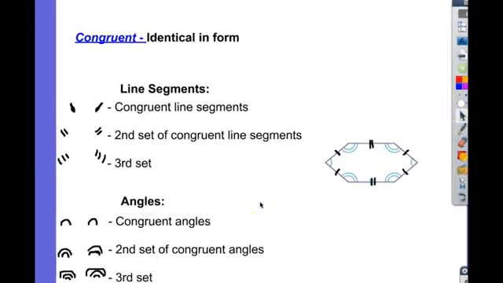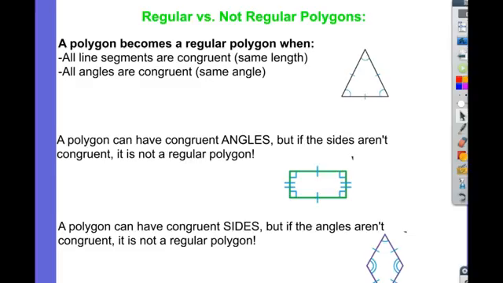All right, how am I going to use this information? What do I need to use this information for? Well, a lot of times you are going to be asked whether a polygon is regular or not regular. So you are going to use the information you learned here to be able to tell if a polygon is regular or irregular or not regular.